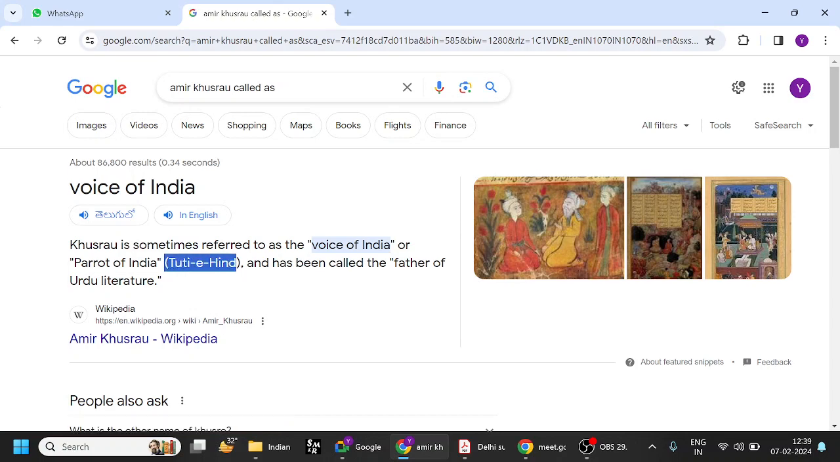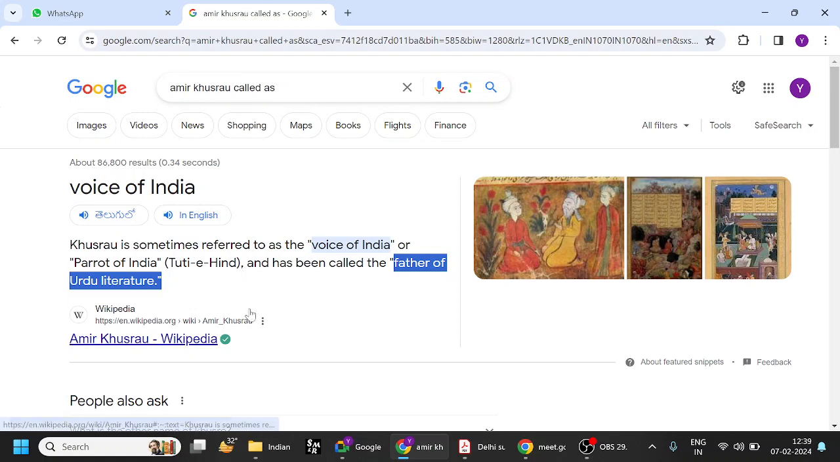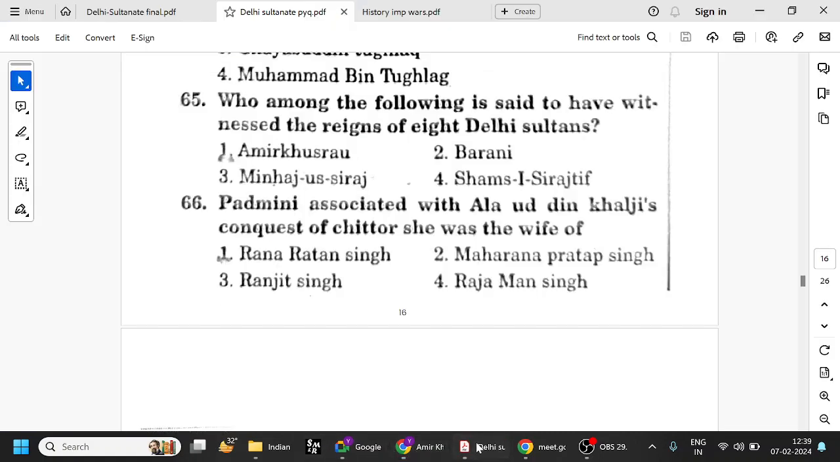This is very important. He is called Tuti Hind. He is also called father of Urdu literature. So, he is famous for both literature and music. Amir Khusro. Remember all these things. Very important. Tuti Hind, father of Urdu literature.